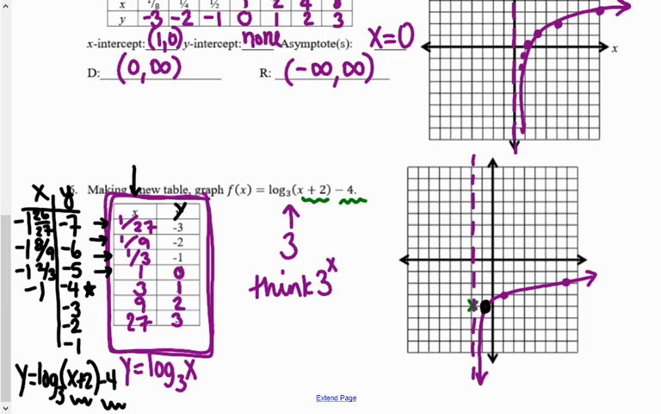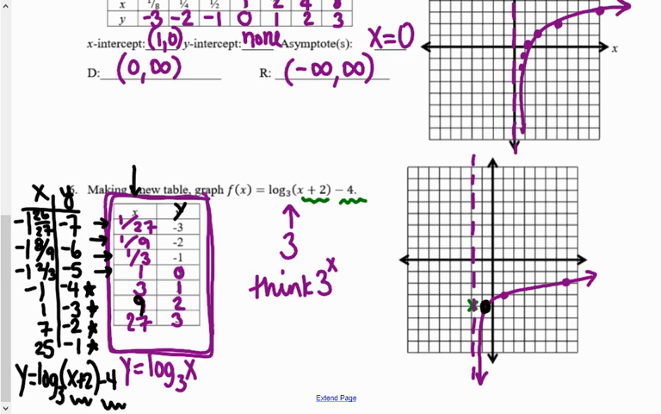Subtract 2 from 3 was 1. Subtract 2 from 9 was 7. That was the last point that fit on the graph. And subtracting 2 from 27 gives me 25. And if you look at these points right here, they are all the points that appeared on your log graph.